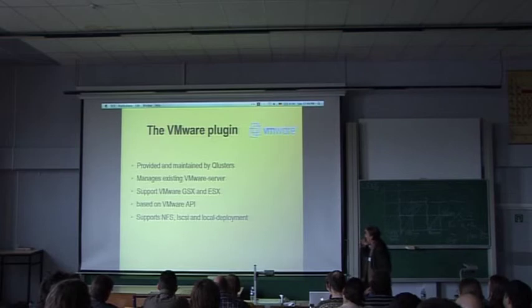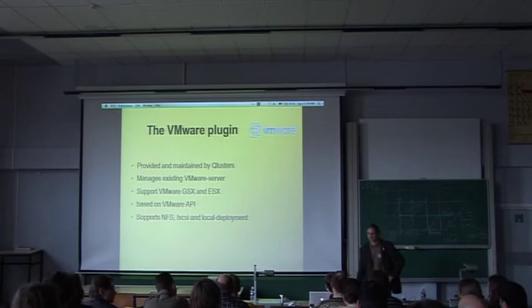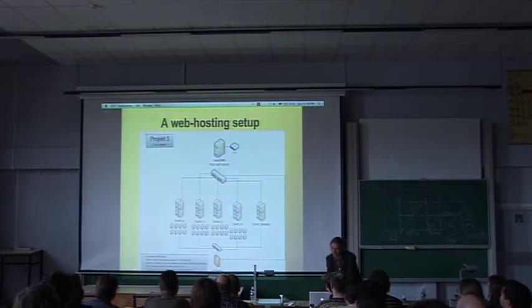So we based this on the VMware API, and the VMware plugin supports the NFS and iSCSI deployment types plus local deployment. So within VMware, you can have your local disk if you want. I recommend not to use local disk at all.